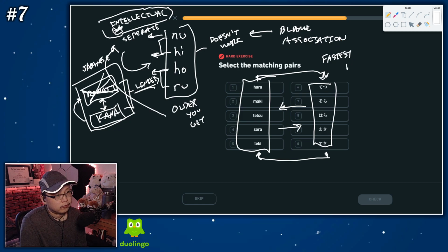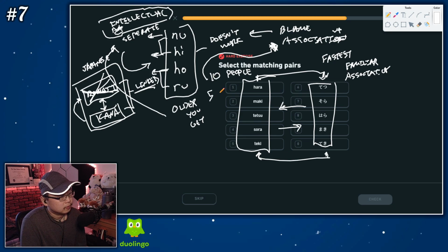The faster you become familiar with the association, the quicker you can decouple them, is what I think personally. So right now, I don't think I'm the only one who uses this over time. I've met maybe 10 people, I would say, serendipitously, and not a single person uses associative techniques. In fact, I would say over 5 of them exclusively use intellectual separation.